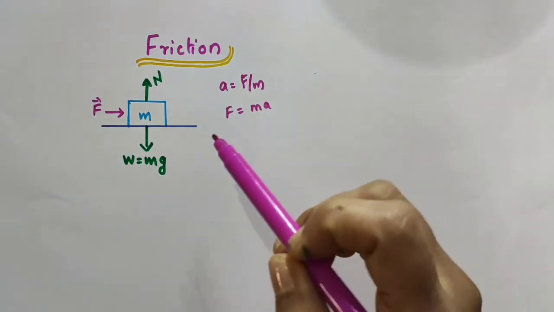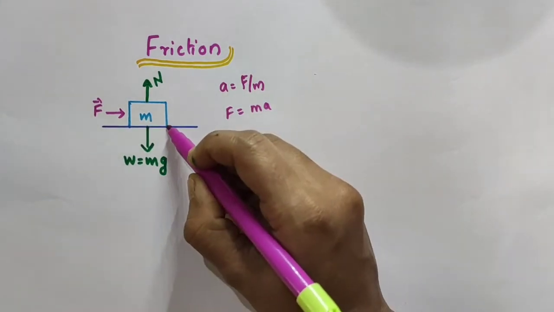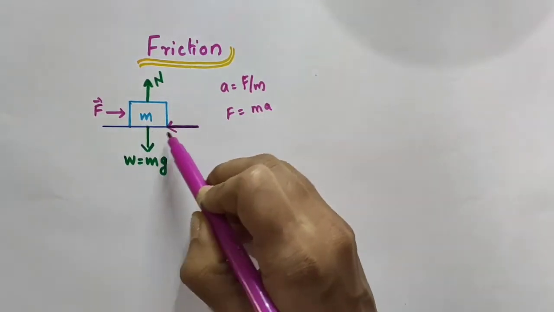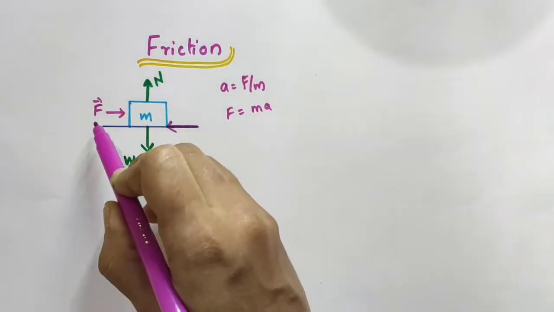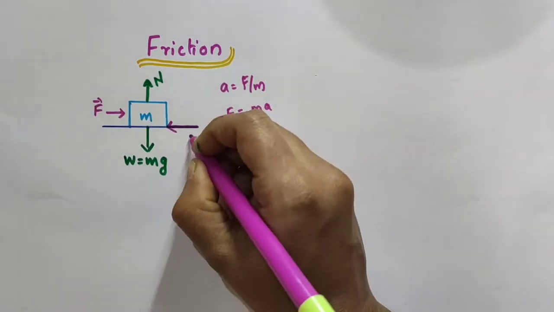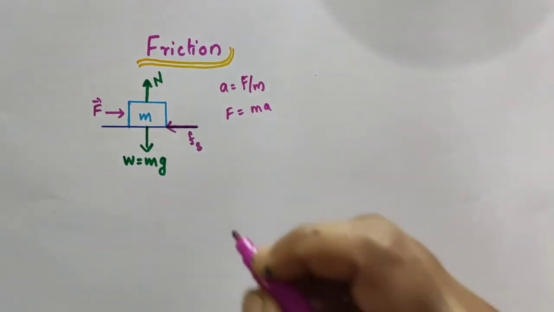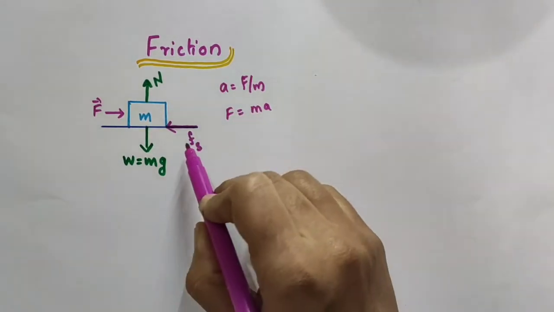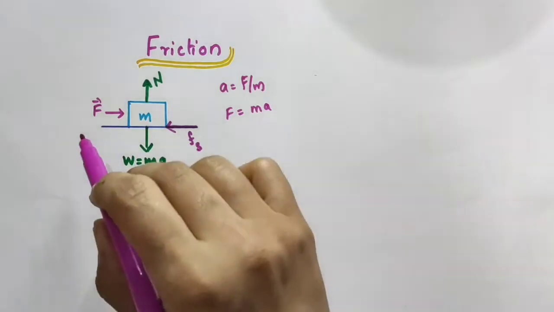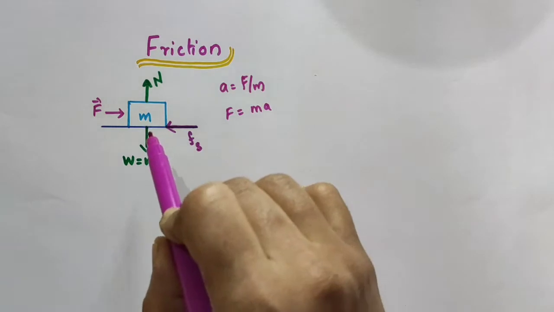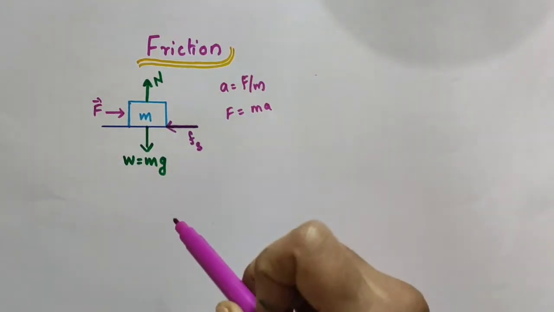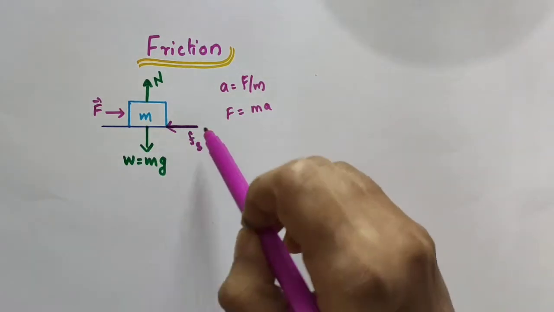This force, which acts parallel to the surface of the body in contact with the table and opposes the external force since the body remains at rest, is called static friction, or simply friction. It is represented by f suffix s. That force opposes the external force and keeps the body at rest.